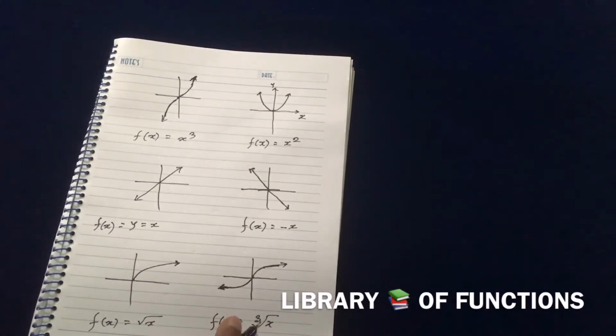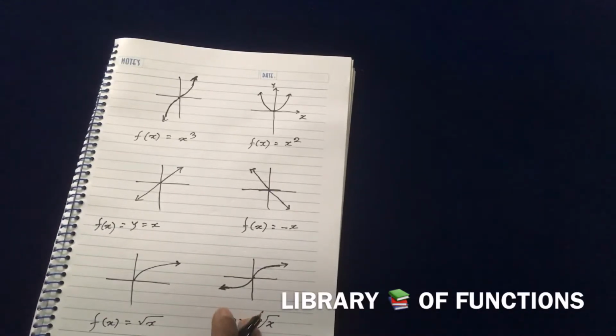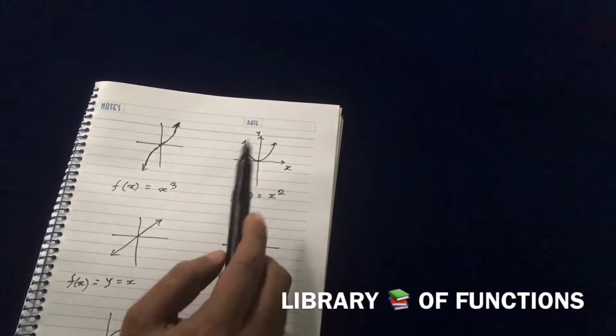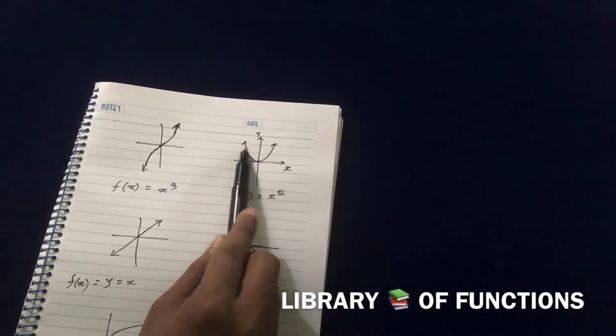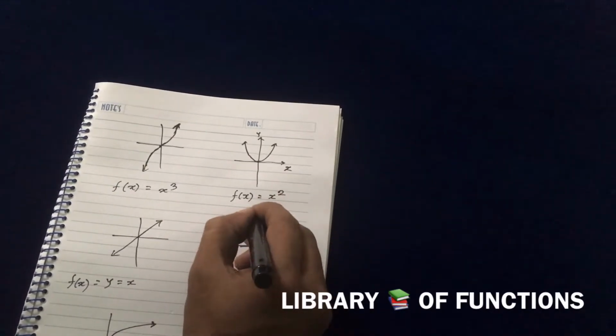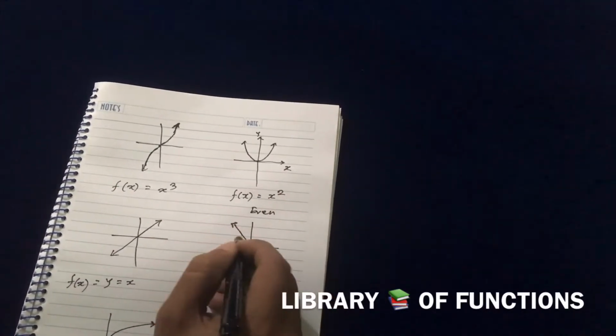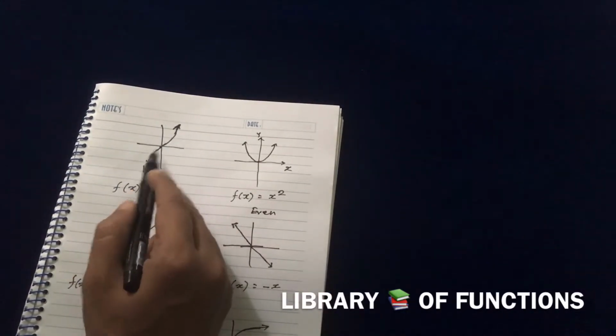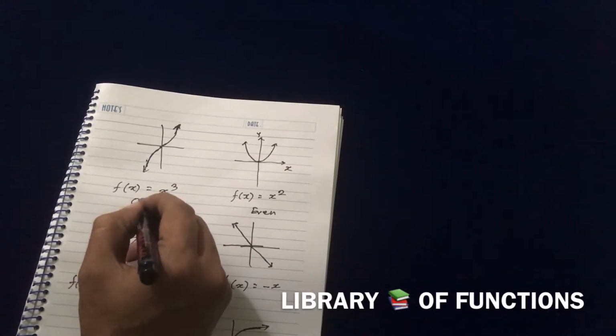Now if I ask you which one is an even function and which one is an odd function here, remember the way we understand which one is even and which one is odd: if the graph is symmetric with respect to the y-axis, then it is an even function. And if the graph is symmetric with respect to the origin, then it is an odd function.